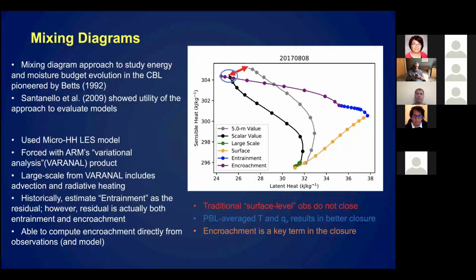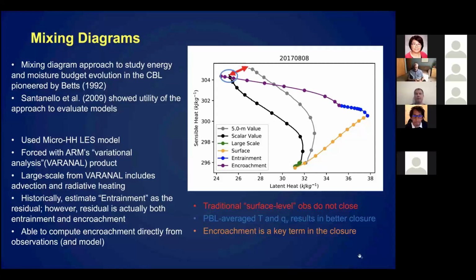It also demonstrated the importance of getting encroachment. If you didn't include the encroachment term, then you weren't going to close either. Most, again, traditionally have that residual term include both entrainment and encroachment. One of the main reasons we got into this was to try to get at quantifying entrainment more regularly. It's a very hard variable to measure.